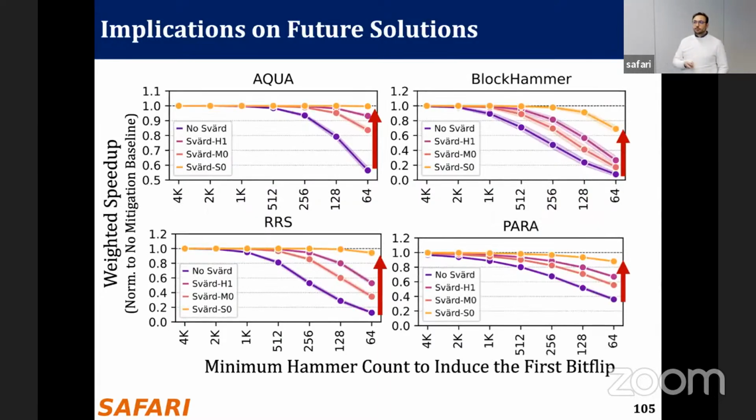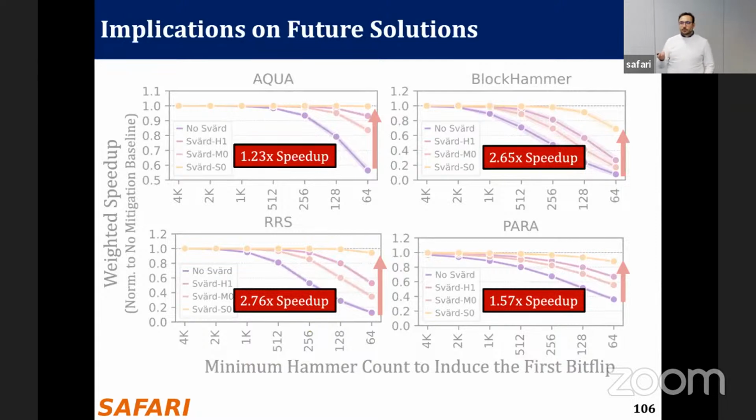So when we look at these 4 mechanisms, Aqua, BlockHammer, RRS, and Para, we observe that the performance overhead significantly increases when you scale down these mechanisms. And by using Svärd with these mechanisms, we can actually gain back a lot of that lost performance. And as a result, we get some significant speedups, around 1.23 to 2.76 times, for very low RowHammer thresholds when we use them with Svärd.